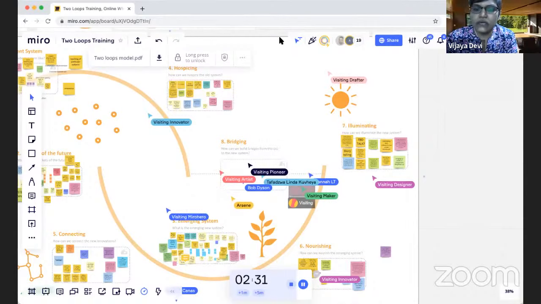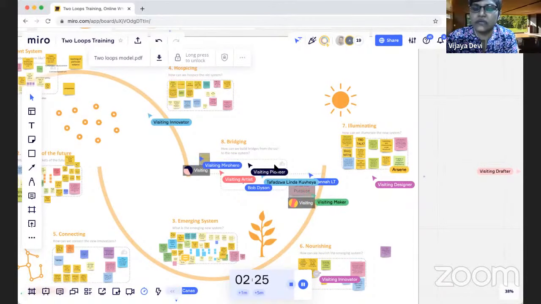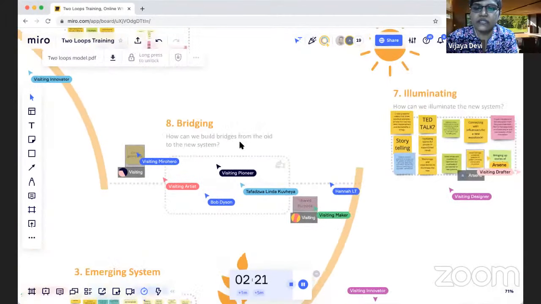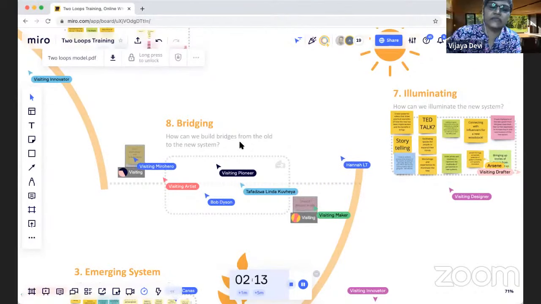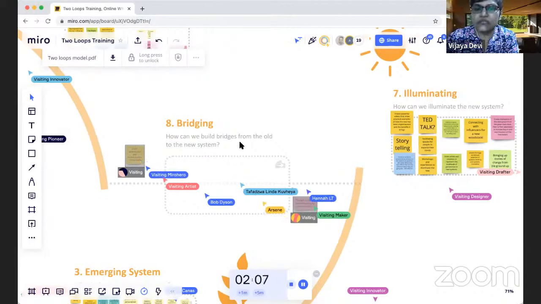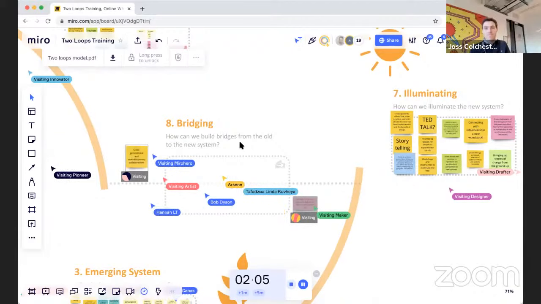We don't want the old system to collapse before the new system emerges. That would create chaos. So we need some bridge builders, either subsystems or people who play certain roles, who can facilitate the movement of people from the old system to the new system. So what would these bridges look like?